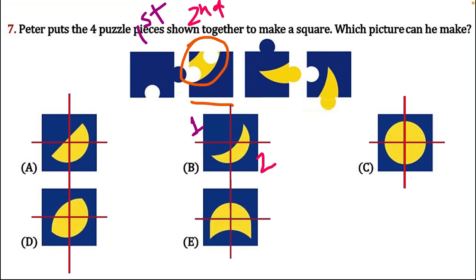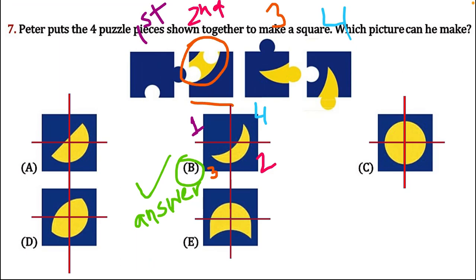Third part is the corner of the moon, and that matches the bottom left part. And fourth part is the upper part of the moon, which exactly matches the upper part. So option number B is correct, and this is the right option. And after solving this question, you have to fill the box properly on the answer sheet of the IKMC.